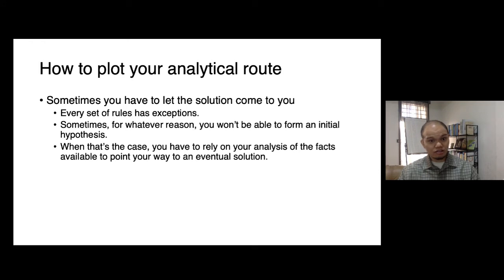Okay, every set of rules has exceptions. Sometimes no matter how hard you think about it, you might be faced with a curveball. Like you didn't expect this to happen, but it happened. Or you're not really going to anticipate everything, and yet the thing that you did factor in appeared. And sometimes, for whatever reason, you won't be able to form an initial hypothesis. That's tougher. I wouldn't say worse, but it's more challenging, more difficult. When that's the case, then you just have to rely on your own analysis of the facts available to point your way to an eventual solution.